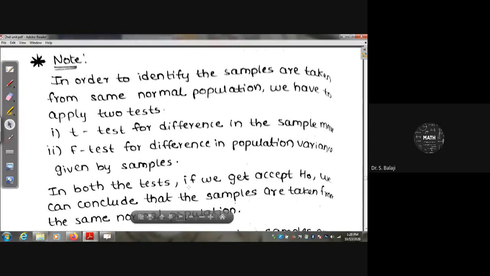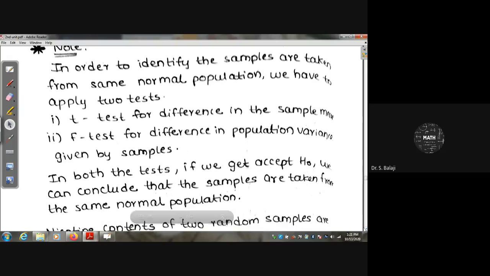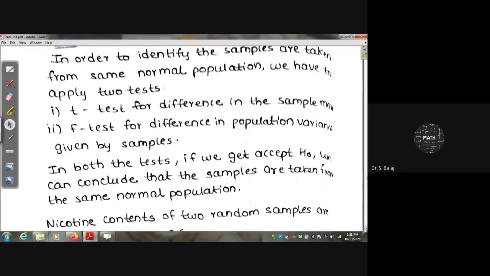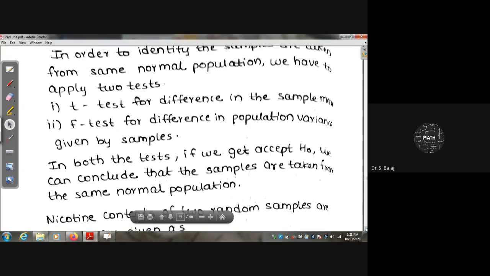After applying both the tests here, if we get accept H0 in both the tests, then we can conclude that the samples are taken from the same normal population. Otherwise, if any one of the tests gives reject H0, then you can conclude that the samples are not taken from the same normal population. If both are accept H0 only, the samples are taken from the same normal population.